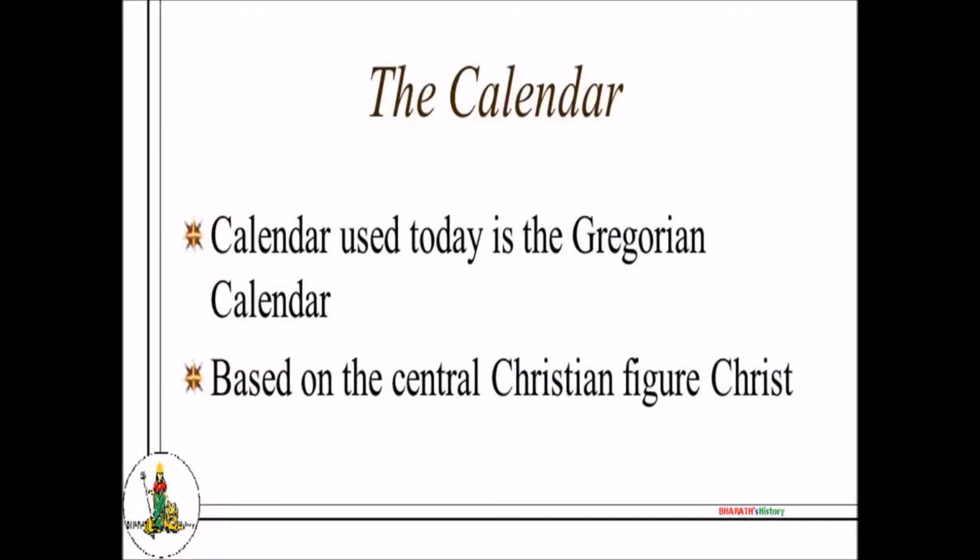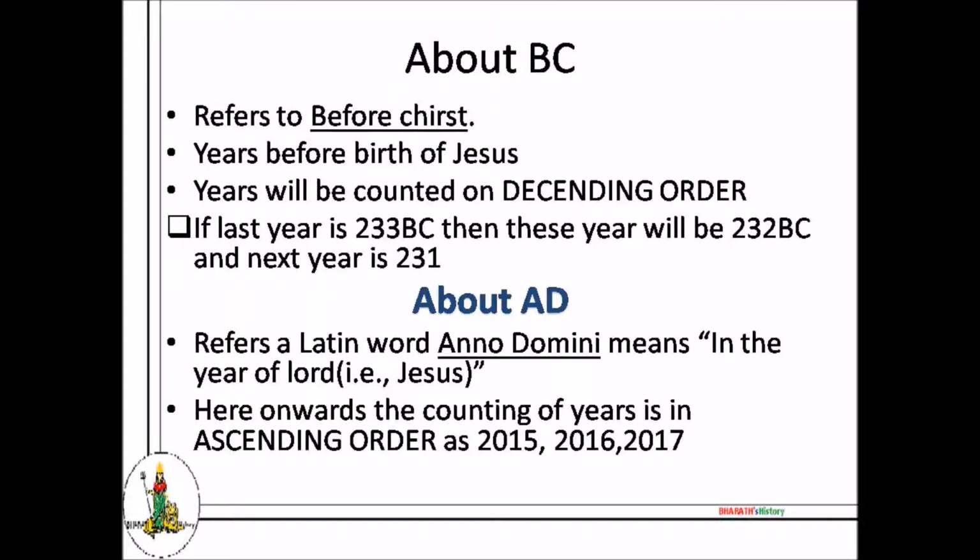The calendar that we are using today is the Gregorian calendar, based on the central Christian figure, Lord Christ. About BC: BC refers to before Christ, the years before the birth of Jesus. Here the years are counted in descending order. If the last year is 233 BC, then this year will be 232 BC and the next year is 231.